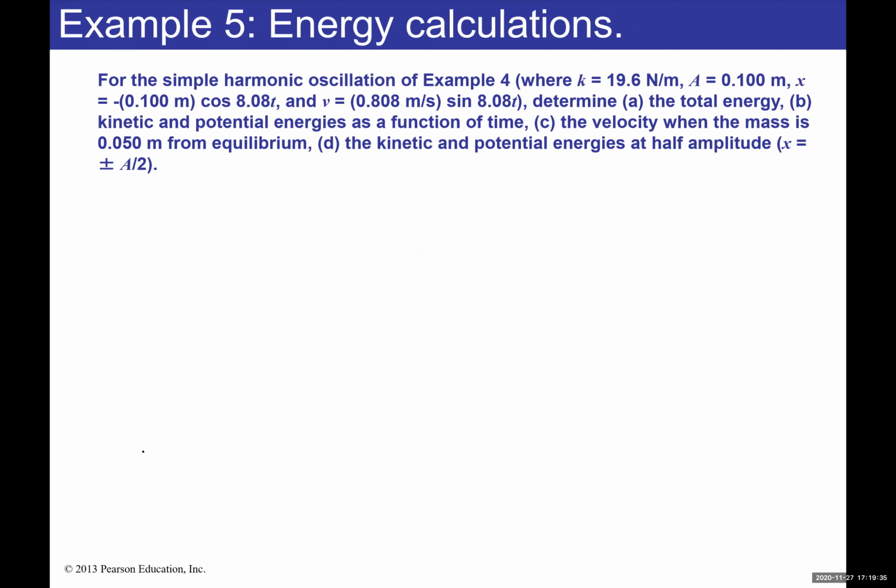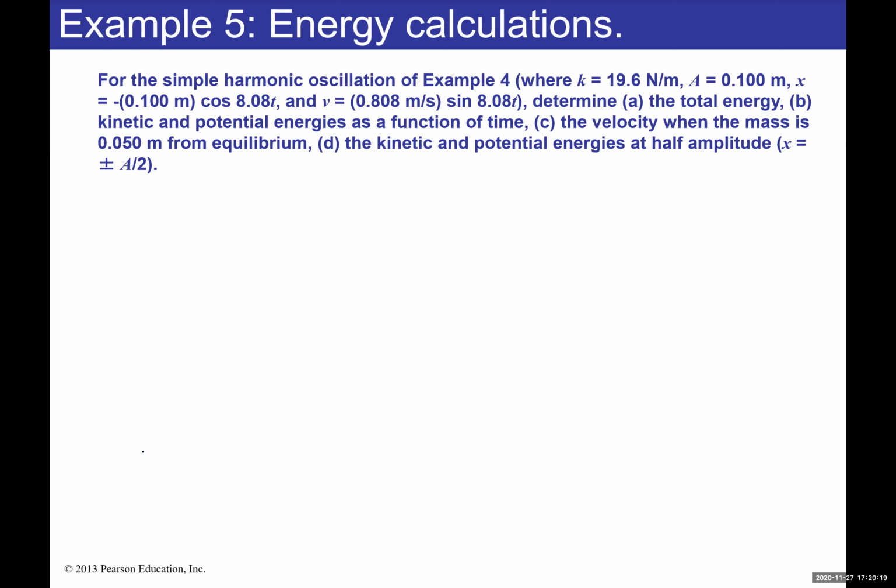Okay. All right. So here's an example. I'm still going to do that example, but the idea here is that there's a system where we take the spring constant k to be 19.6 newtons per meter, amplitude 0.1 meters, and x equals 0.1 cosine 8.08 t, and velocity is 0.808 sine 8.08 t. Those are given to us. So we're going to determine the total energy, then the kinetic and potential energy as a function of time, then the velocity when the mass is 0.05 from equilibrium, then the kinetic and potential energies at the half amplitude, which is x equals plus or minus 0.05.